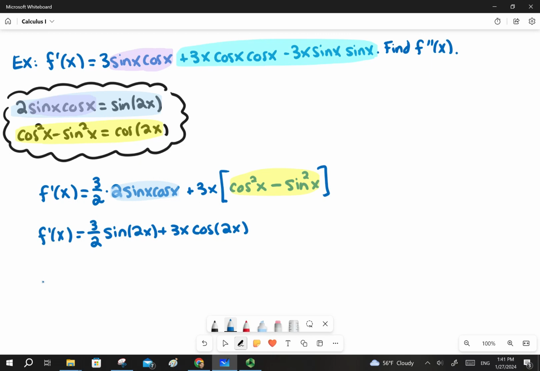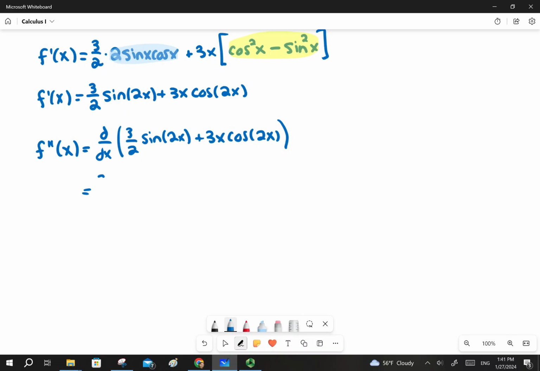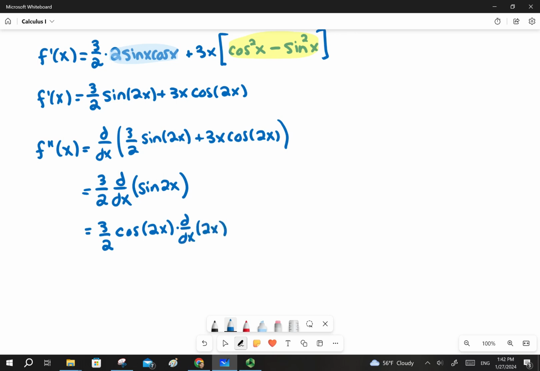Now, when I go to take the second derivative, I'm going to have to use the chain rule, but it's going to save me from having to do so much product rule work. So for my first term, the 3/2 gets pulled out, and I'm taking the derivative of sine of 2x. Sine of 2x is a composition of functions. So when I take its derivative using the chain rule, I take the derivative of sine, which is cosine, I evaluate it at the original inside, which is 2x, and then I multiply by the derivative of the inside function, which will just be a 2, but we'll clean that up later.